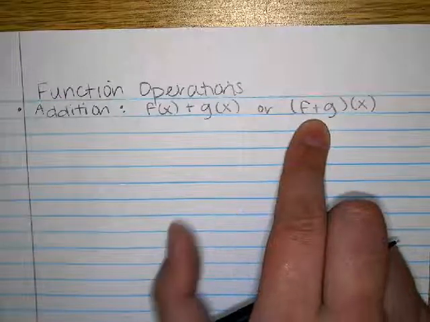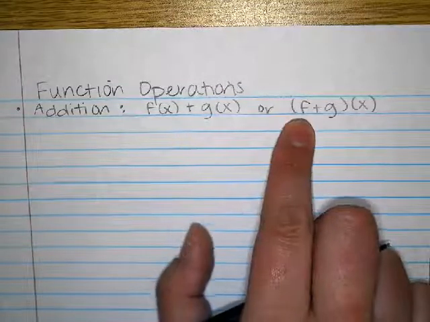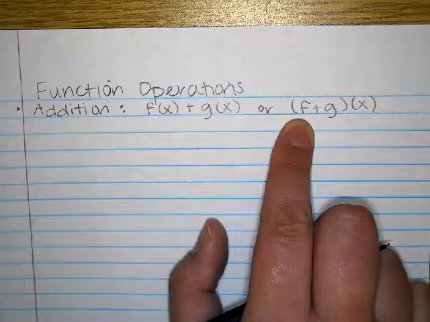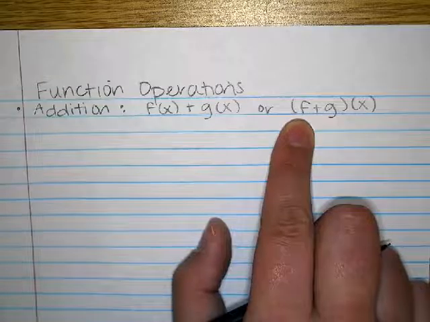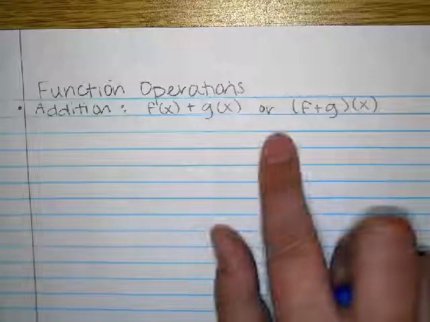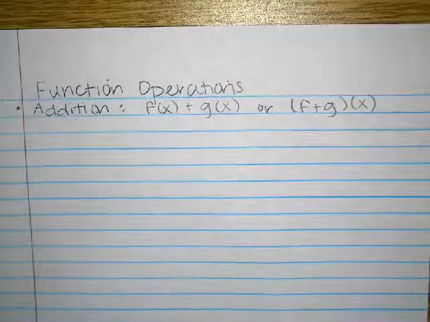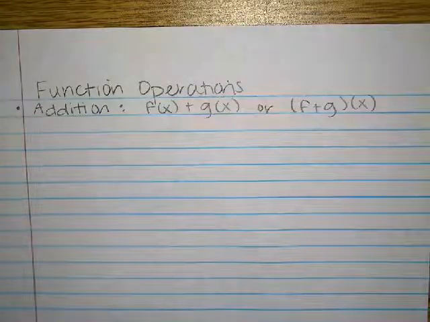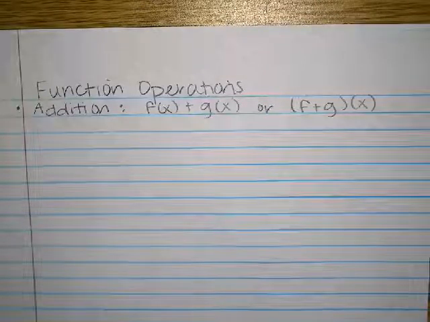The really shorthand version is no parentheses, just writing f plus g. No x. You can do either. You're going to see both, which is why I wrote them both down. I just want you guys to know what they look like. Okay? So an example of this, if we go back to, hold on, I'm going to write this at the top.